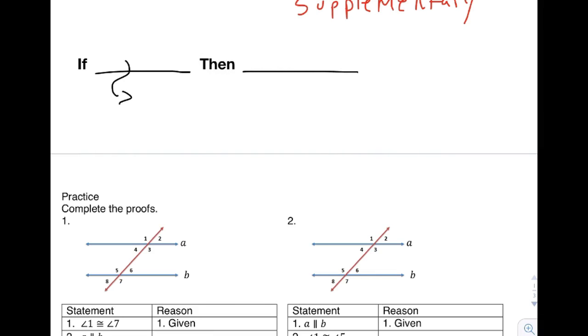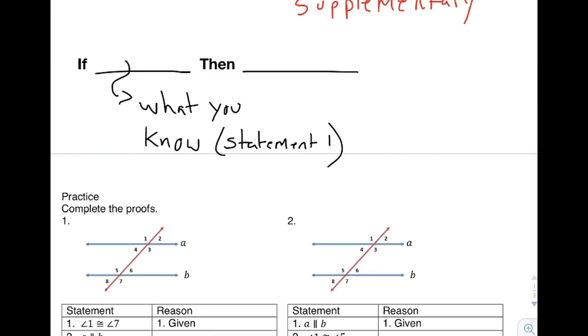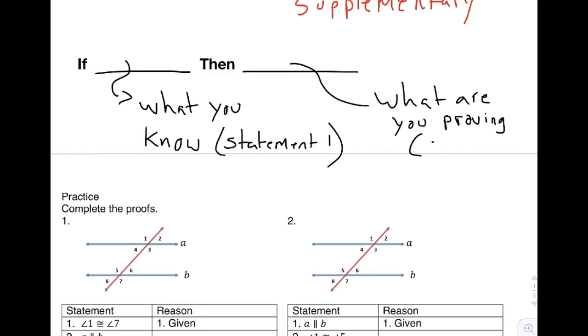So first, the if. If is always going to be what you know. Okay? This is going to be statement 1. And if we get into more complex proofs, it's the statements above it. If you know lines are parallel, from statement 1. If you know that corresponding angles are congruent, from statement 1. Then the then part is, what are you trying to prove? Okay, and that's going to be statement 2.